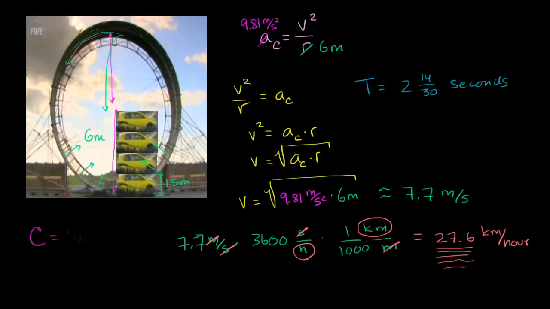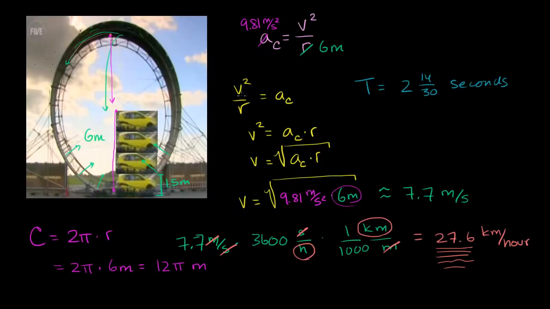The circumference is 2 pi times the radius, which is equal to 2 pi. And in the previous video, we figured out that the radius was 6 meters. So it's 2 pi times 6 meters, which is equal to 12 pi meters. So if you want to figure out its average speed, I should say, the velocity is constantly changing because the direction is changing. But the magnitude of the velocity, if we want to figure out the average magnitude of the velocity or the average speed, we would just have to divide.